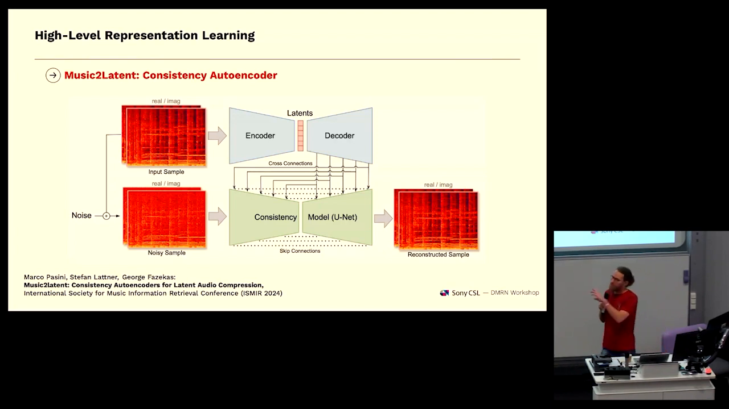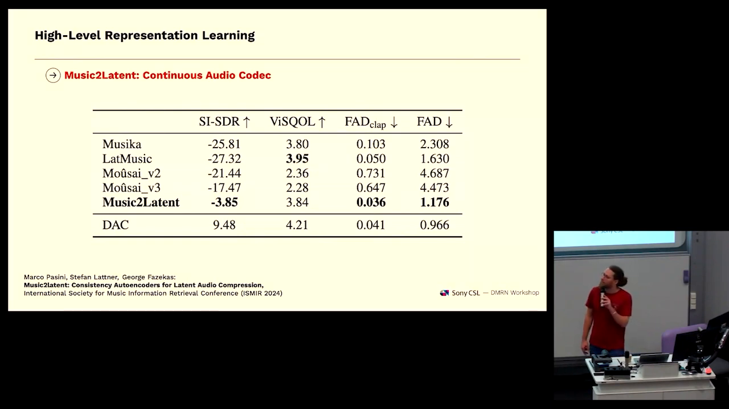And this leads to very strong compression. We don't discretize the data, so we have continuous latent representations. There we have 11 hertz for 48 kilohertz input. So we have 11 vectors per second of size 64 only. And we can still decode it into really high quality audio data. And if we compare it to other continuous space autoencoders, we perform pretty well there.